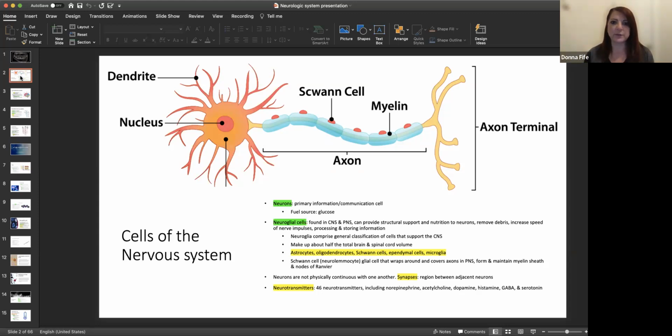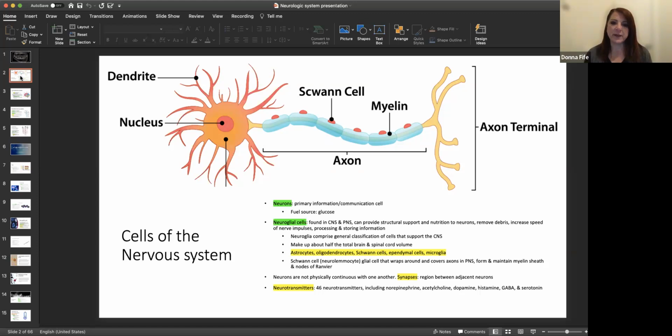The neuroglia comprise a general classification of cells that support the CNS. They make up about half of the total brain and spinal cord volume. Examples include astrocytes, oligodendrocytes, Schwann cells, ependymal cells, and microglia. Now, the Schwann cell, or the neurolemmocyte, is a glial cell that wraps around and covers the axons in the peripheral nervous system, and they form and maintain a myelin sheath and the nodes of Ranvier.